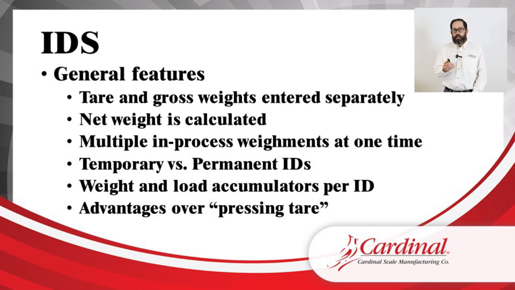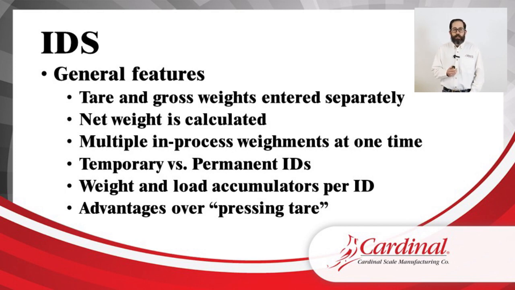Taking a look at general features of ID storage, I've already mentioned 1 or 2 of them. So without ID storage, in order to get a net weight of product in a container, the user has to put the container on the scale, press the tare button, and then add material to that container. And then we can then have a gross weight, a tare weight, and a calculated net weight. With ID storage, this can be done in 2 separate steps. The benefits of this are we can have multiple trucks, again using the truck example, multiple trucks with first pass weights at a time, and then they can come back in different orders. We can actually weigh, the first weight can be the heavy weight instead of the first weight having to be the tare weight. So things like that are advantages of using ID storage over just pressing the tare button.